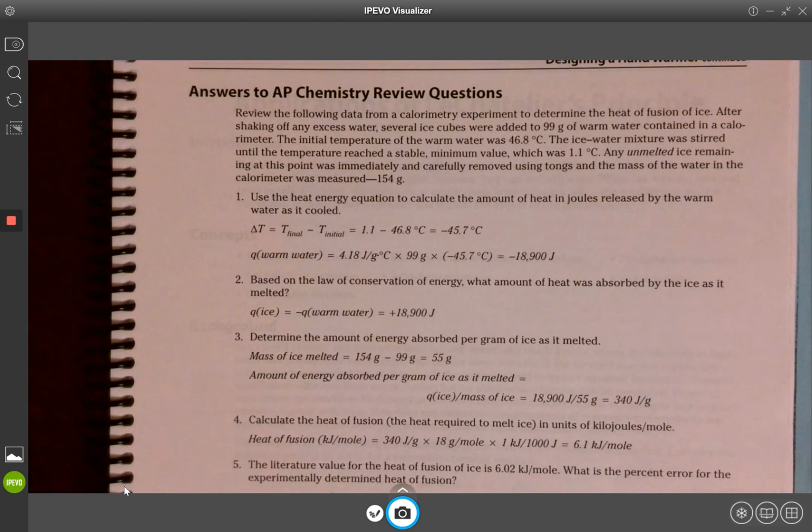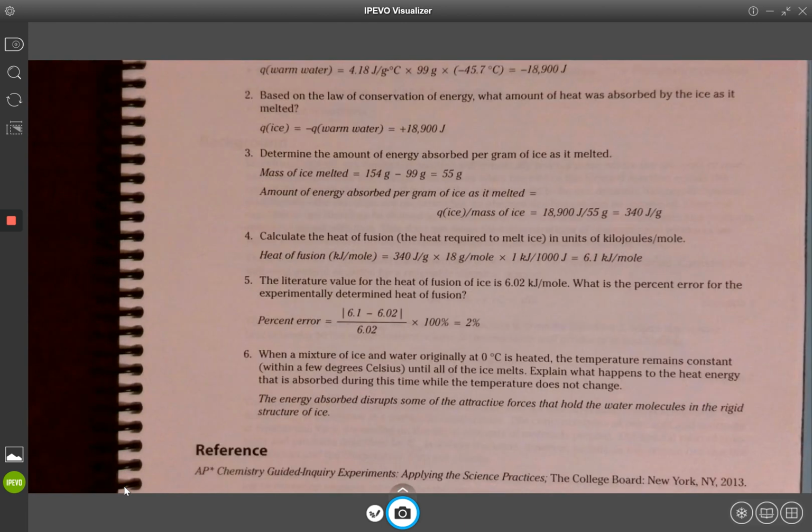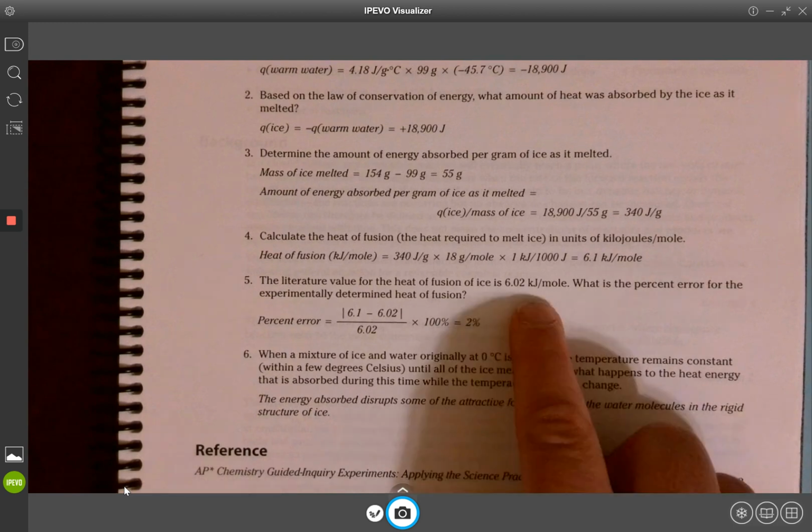And then calculate the heat of fusion, the heat required to melt the ice, in units of kilojoules per mole. So now we're just playing with units, really. We take the joules per gram, and we're going to convert those grams to moles using our molecular weight, and then we're going to convert it to kilojoules. So then they gave you the value of 6.02, which is the one you know. Use the percent error formula, something like that you might have to pull out, who knows.